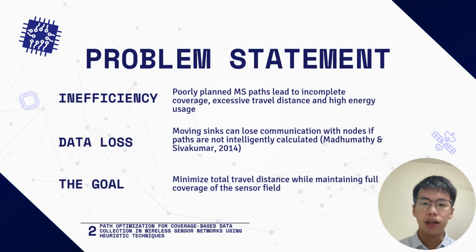Therefore, an intelligent path planning strategy is required to optimize the mobile sink's traversal path by minimizing total travel distance while maintaining full coverage of the sensor field.